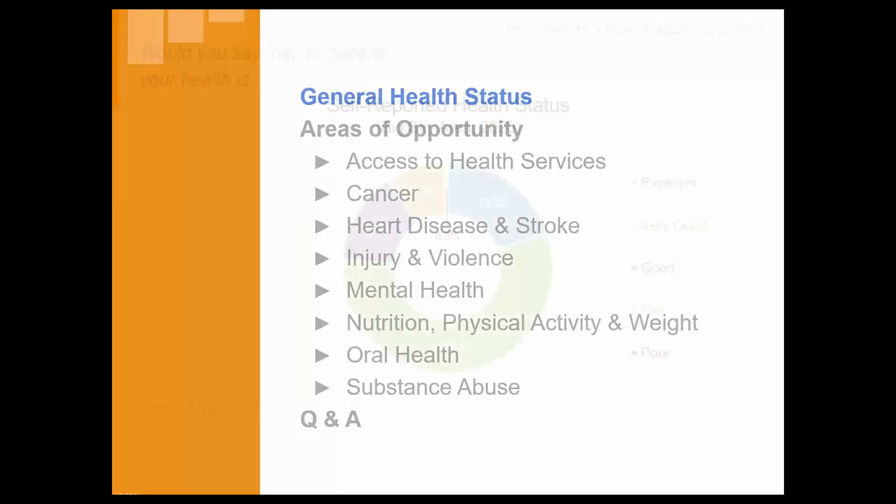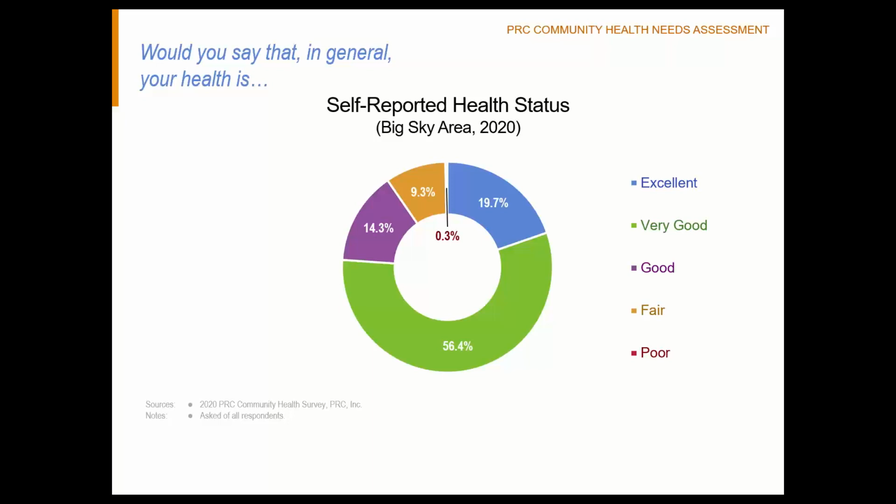So general health status is where I want to start. The very first question in the PRC survey asked respondents, would you say that in general your health is excellent, very good, good, fair, or poor? And that question is fairly perception-based, but really it's very predictive to other health issues and actually activity limitations as well. And on the chart, you can see that about 3/4 of the respondents, 76.1%, said their health was either excellent or very good. Another 14.3% said good. And then 9.6%, nearly 1 in 10 though, are saying that their health is fair or poor.